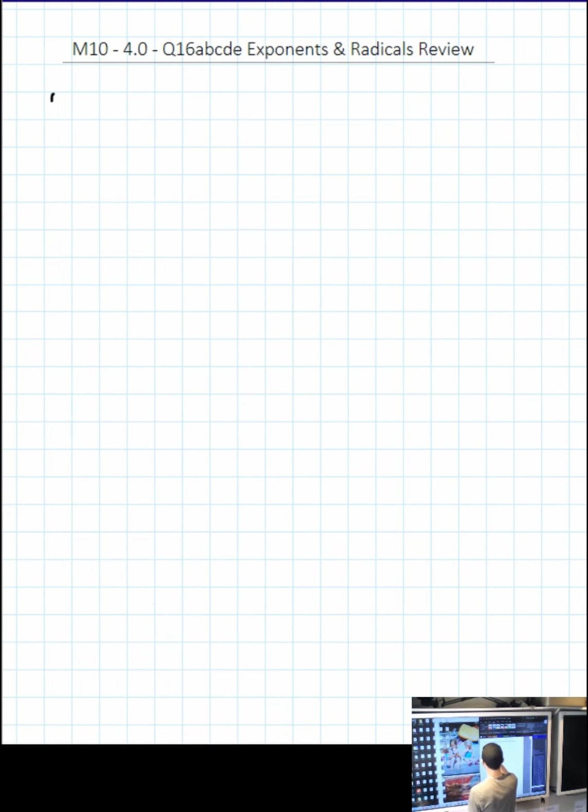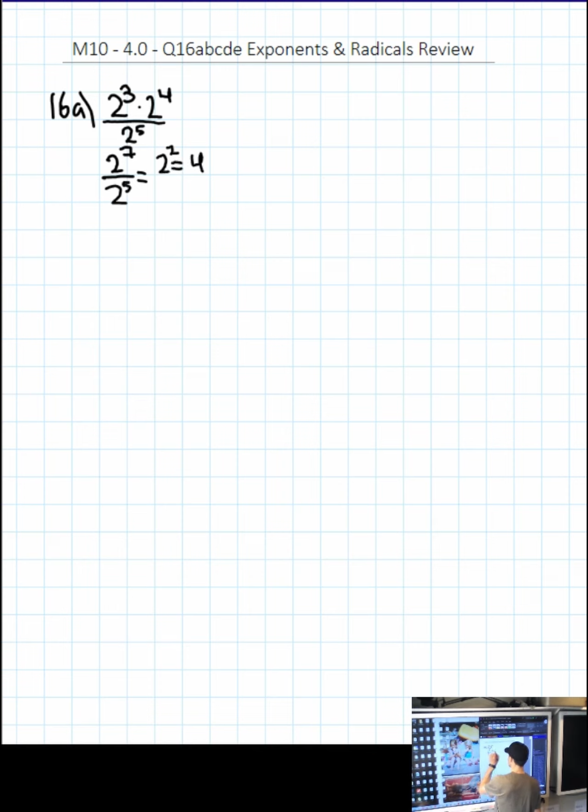Okay, 16a, simplify. So we have 2 cubed times 2 to the 4 over 2 to the 5. So we're going to start by doing the top. So we have 2 cubed times 2 to the 4. We're multiplying with the same base. Therefore, we're going to add the exponents. So we get 2 to the 7 over 2 to the 5. Then we're dividing with the same base. We can subtract the exponents, and the answer will simply be 2 squared, or 4.